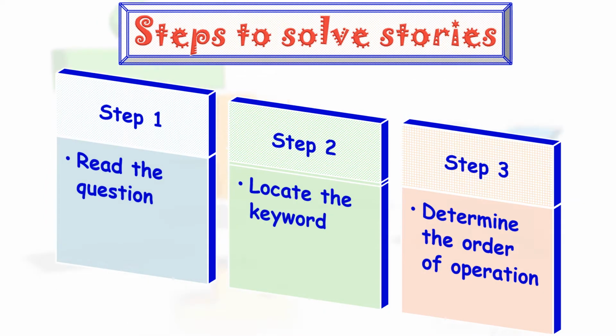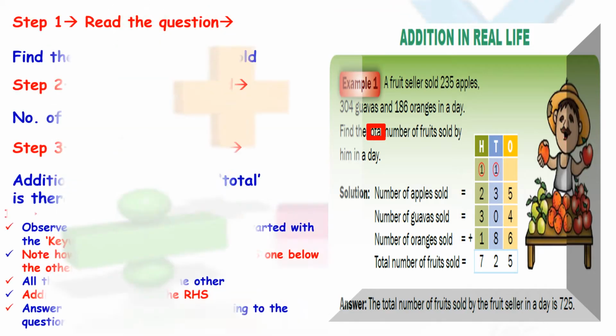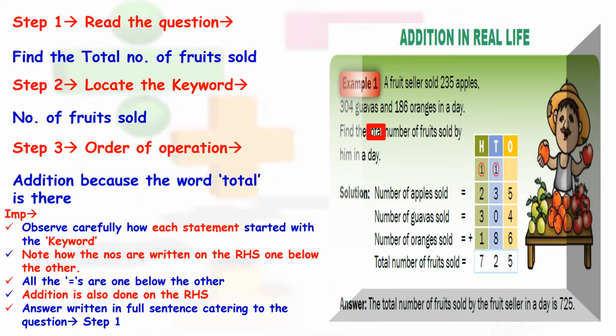Now read the steps given to solve the stories. First and foremost, you must read the question at least 2 to 3 times, locate the keyword, and then identify the magic word to determine which order of operation you have to do, whether you have to add or whether you have to subtract. Now let us read this example.